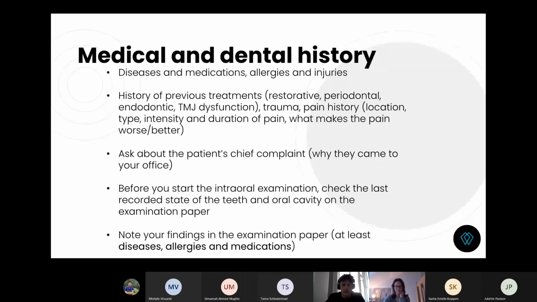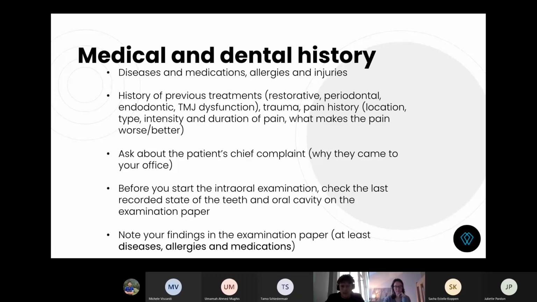And then, like I said before, very important and often forgotten by students is the medical and dental history, often maybe ignored by students because you have to do it in Czech, and it's a little bit more advanced. So, of course, in a proper dental office, you should take care of the whole medical and dental history, meaning all the big diseases they have, traumas, pain history, previous treatments, whether restorative, periodontal, endodontic, basically anything to do with the oral cavity.